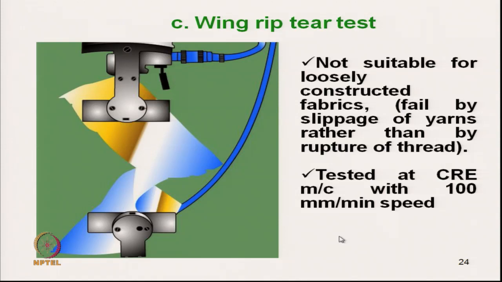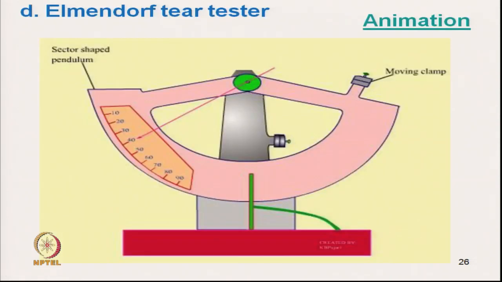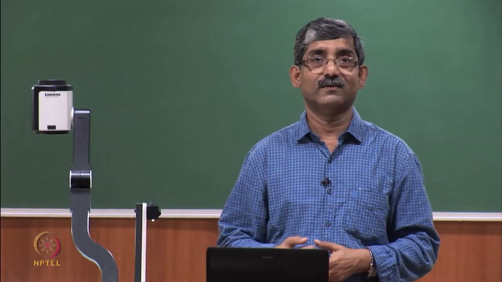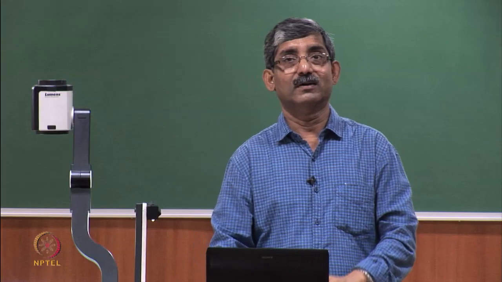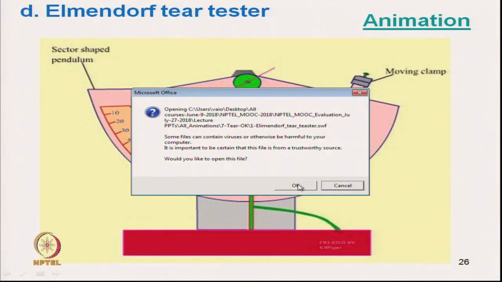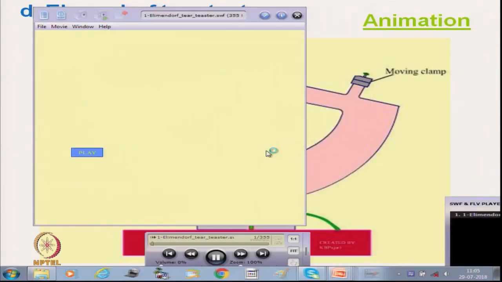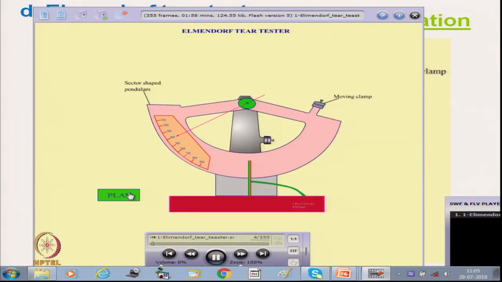The test is based on a CRE type tester, and the highest peak or mean of say 5 peaks is taken as tear strength. Okay. And the last instrument is the Elmendorf drop tear test. Here we do not measure the tear strength, here we measure the tear energy. Okay. So, let us see the animation.